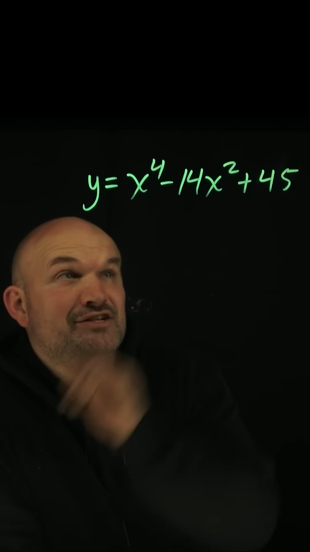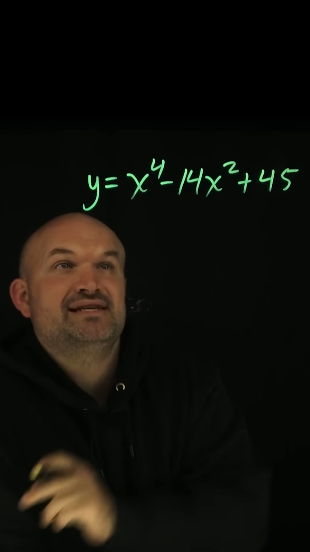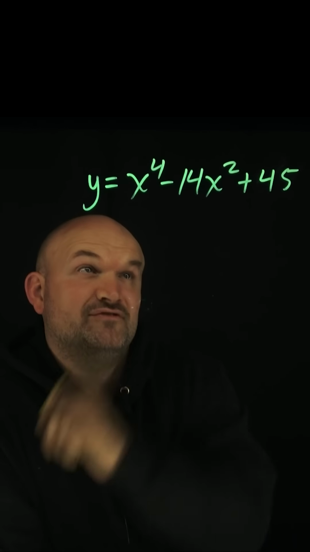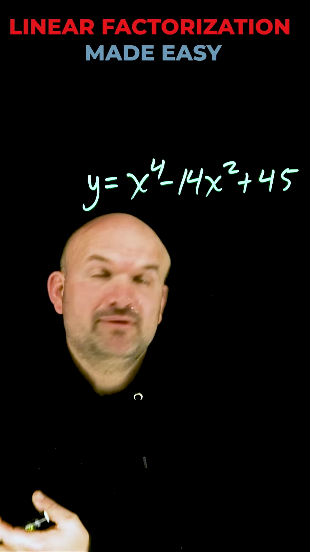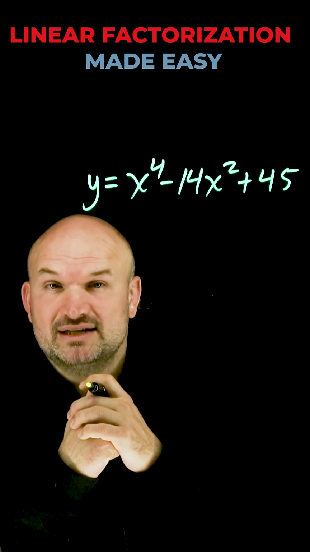To write the linear factorization of this polynomial, it's going to involve a lot of factoring. So the first thing we want to do is say, well, how can we factor x to the fourth minus 14x squared plus 45? Now we know that's a trinomial, and we know that a quadratic trinomial can be factored down into a product of two binomials.